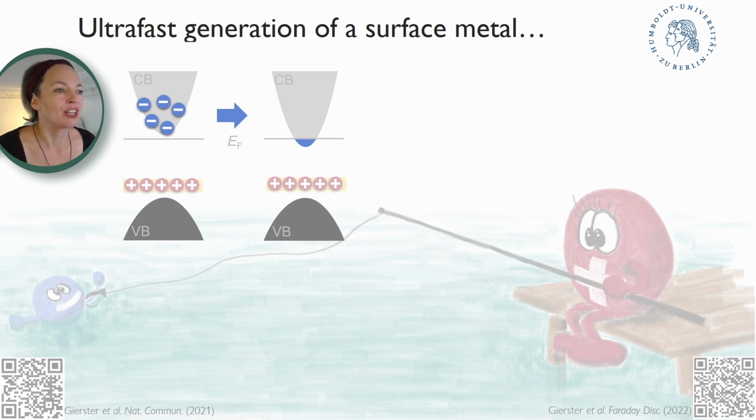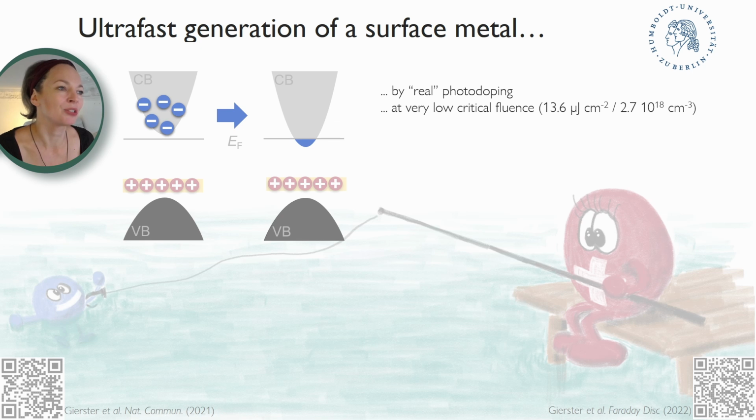In summary, I've shown you that photoexcitation of the zinc oxide surface with its surface defects leads to the formation of a transient surface metal. This is done by real photodoping. It is as close to the chemical doping as photoexcitation gets.